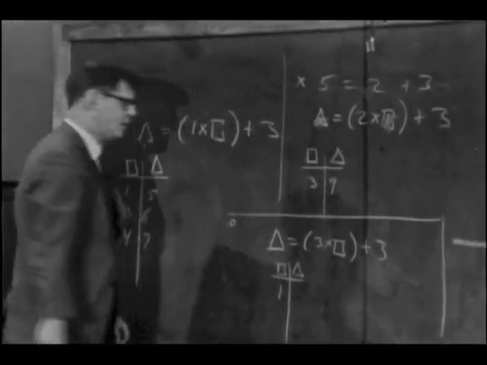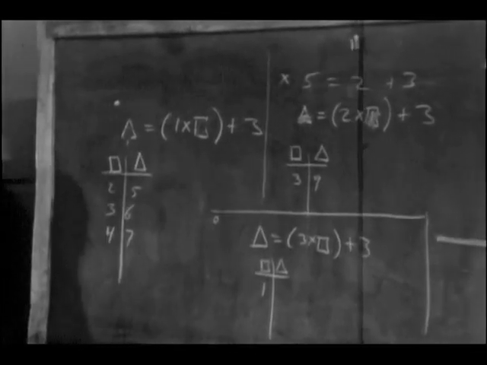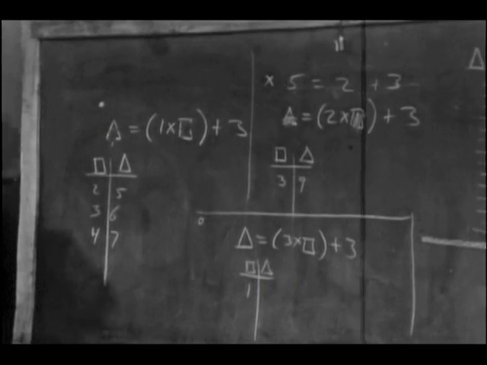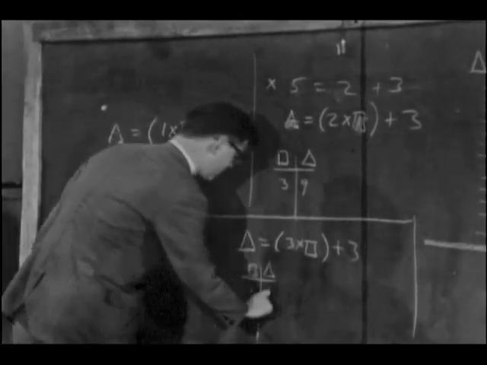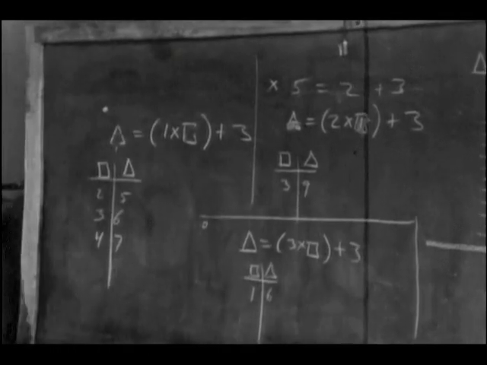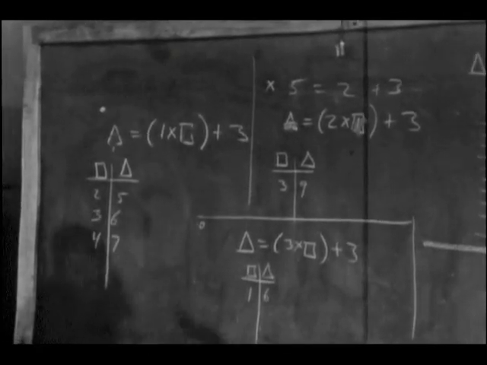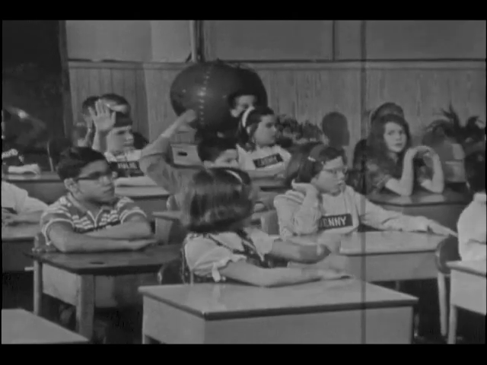Suppose I put 1 in the box. What would I put in the triangle to make it true, John? 6. You agree? Is that right? 6. Somebody come mark that 1, 6, would you? Neil? Mark the 1, 6.